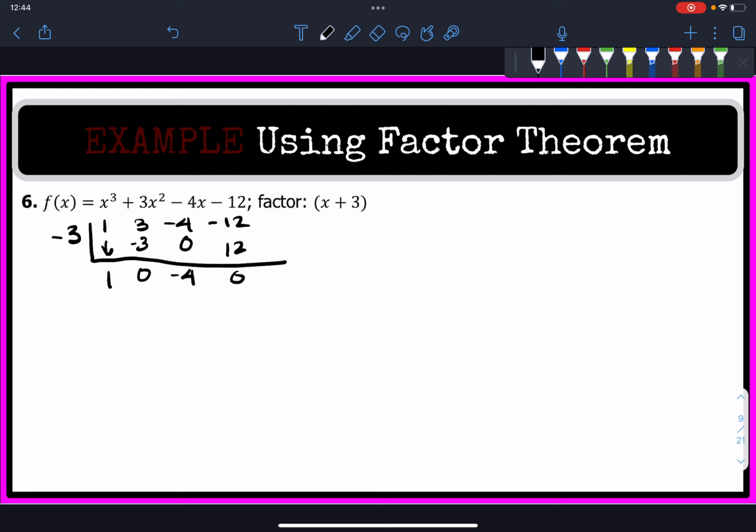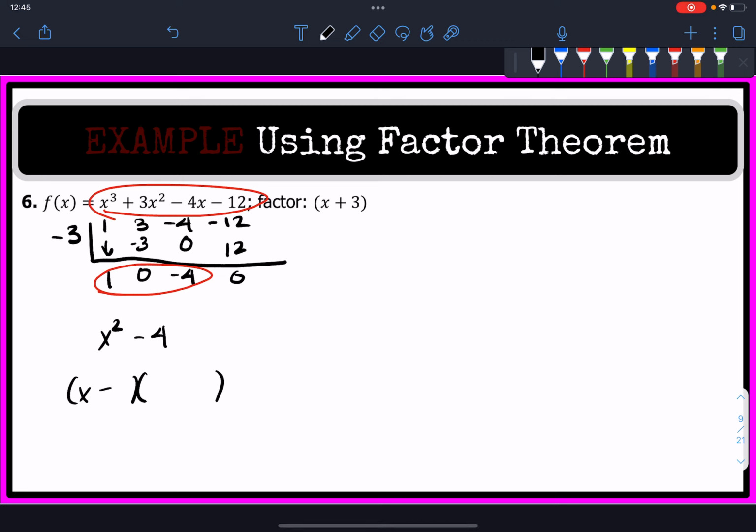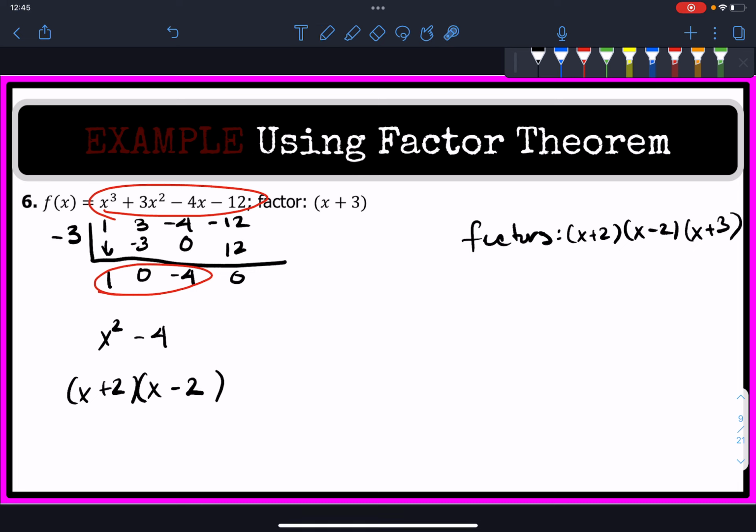So with this, we now have a shorter factor, which gives us x squared plus 0x minus 4. And we can factor this polynomial by a difference of squares. The factorization of x squared minus 4 is x plus 2 and x minus 2. So our factors are x plus 2, x minus 2, and of course x plus 3, the one that I gave you at the very beginning, this one right here.